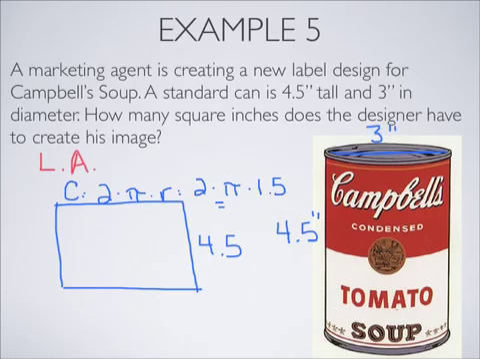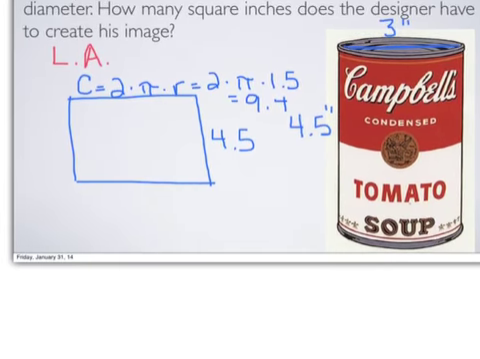9.4. Okay. So now what am I going to multiply together to get the area of this label? I'm going to do 9.4 times 4.5. That's 42.3. So this designer has 42.3 square inches. There was really nothing tricky about that problem other than figuring out what part of the can you were trying to find. Once you knew you were finding the lateral area, you should be good.